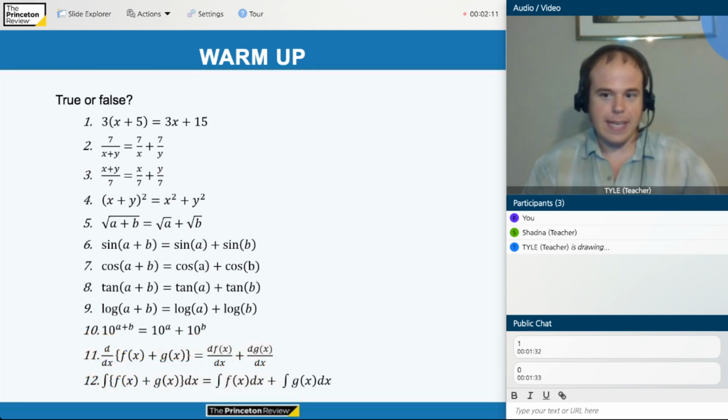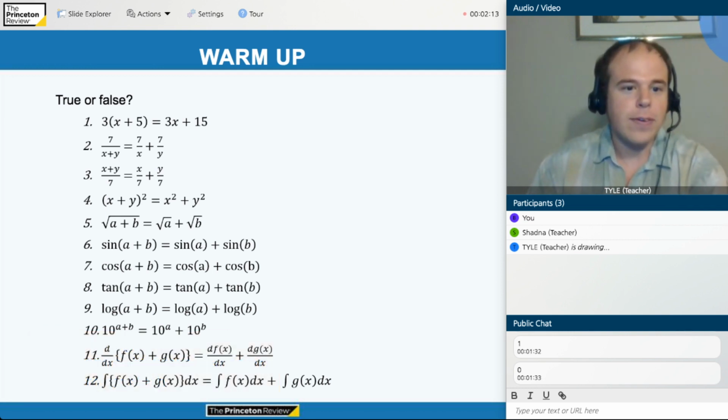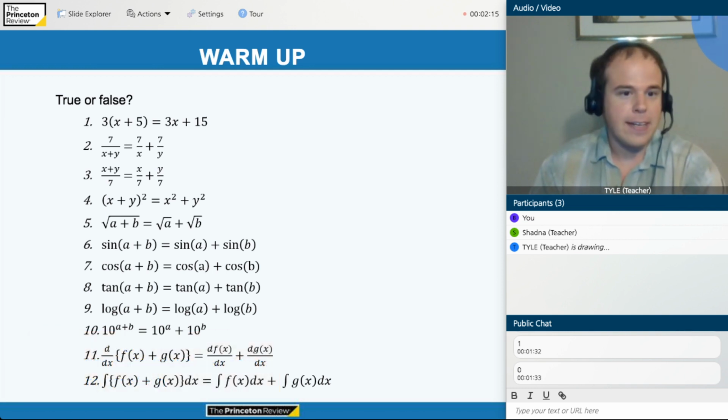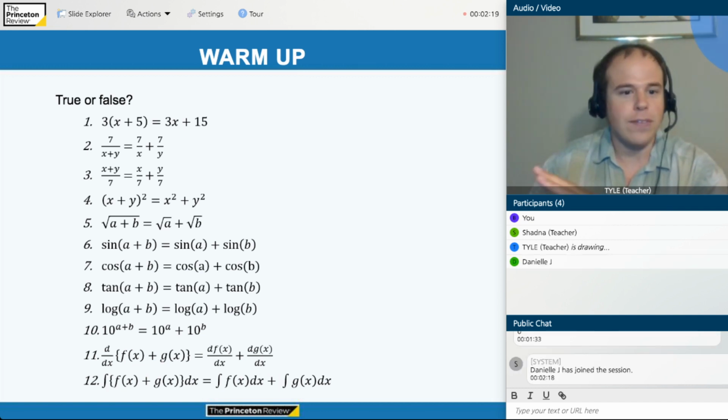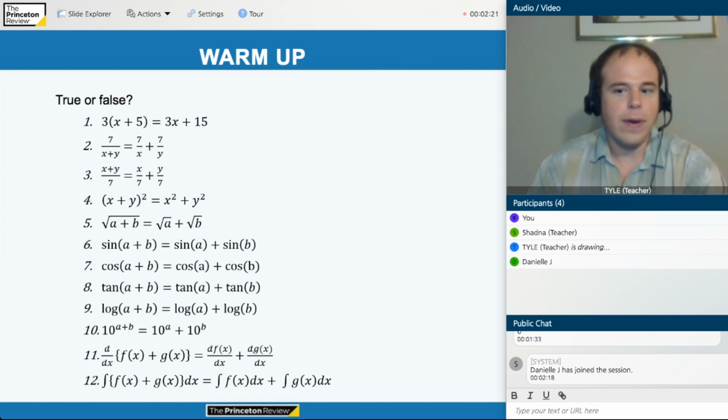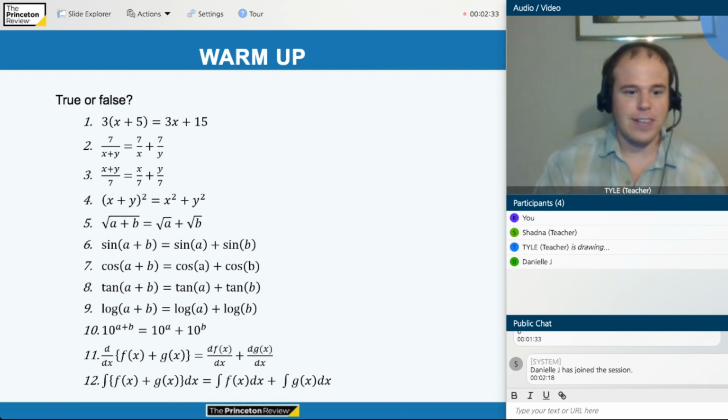Let's start by doing some examples. If you could grab a piece of paper and a pencil, for each of the following 12 questions, mark whether the expression or the equation is true or false. Does the right-hand side appropriately represent the left-hand side, or has there been a mistake made? So true or false for each of these 12.